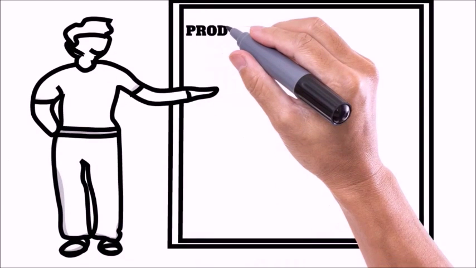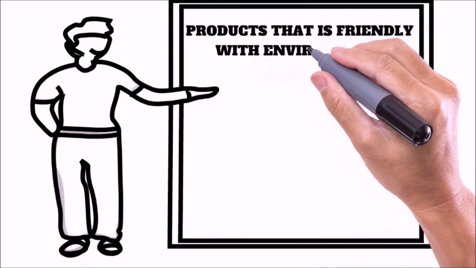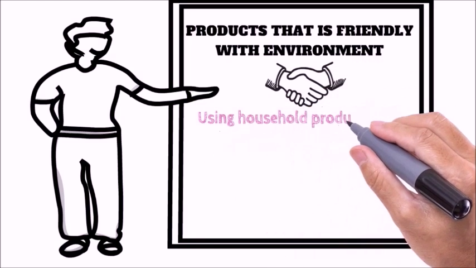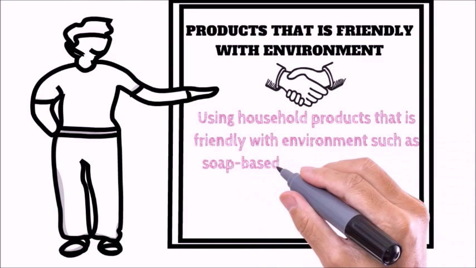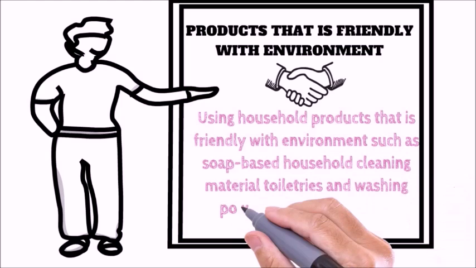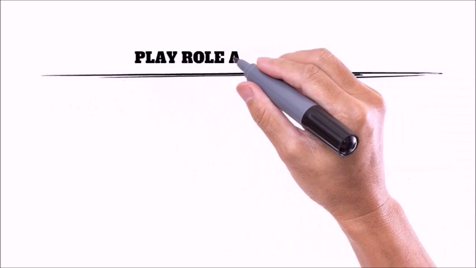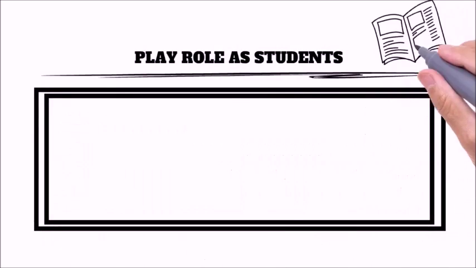Fourth point, products that are friendly to the environment. Using household products that are friendly to the environment, such as soap-based household cleaning, mature toiletries and washing powder as far as possible. Fifth point, payroll as students.